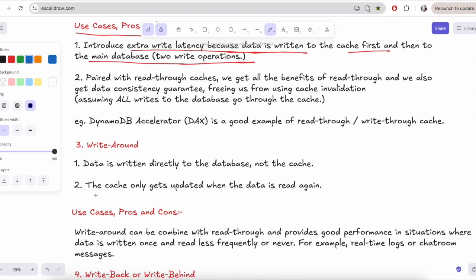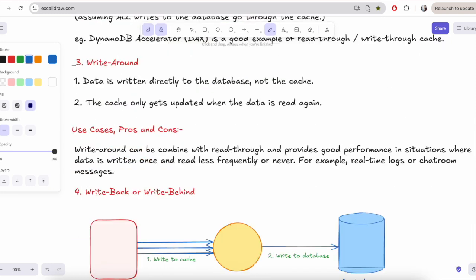Let's move to the next caching strategy, that is write around. What does it do? In this case, data is written directly to the database, not the cache. So whenever your application writes any data, it will directly write to the database, and the cache will get the data only when it's read later. That means it will get the data from the DB and store it in the cache.